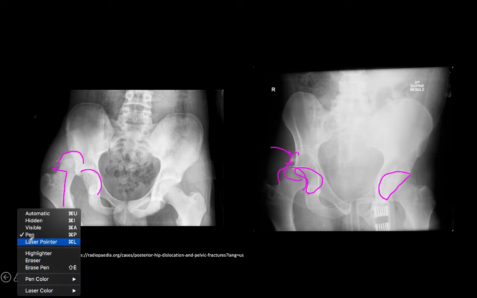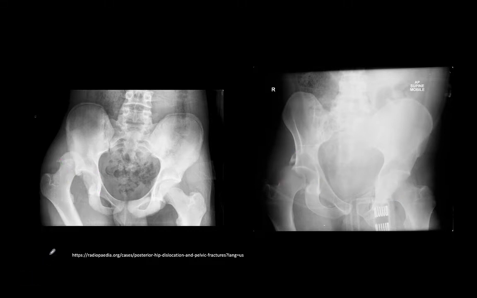Anterior dislocations in the pelvis are a lot less common. 15% of femoral acetabular dislocations occur in a ventral position. In that case, the femoral head would sit somewhere over here. So inferior and medial, the exact opposite malposition than with posterior dislocations.